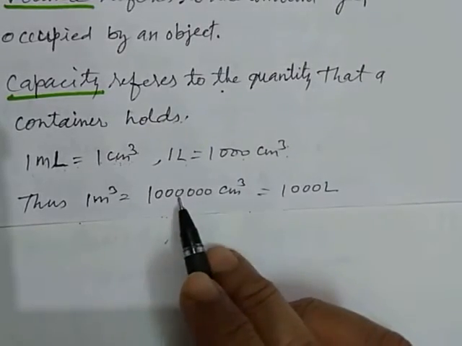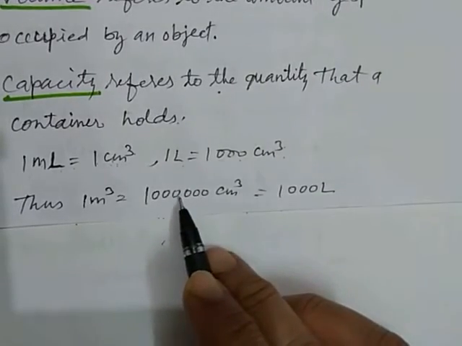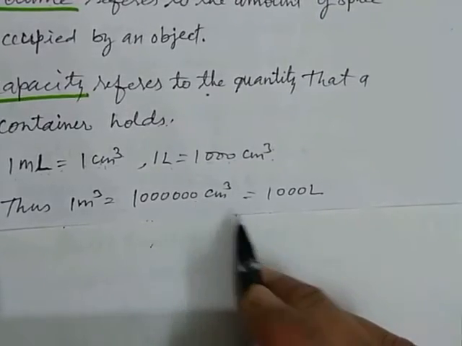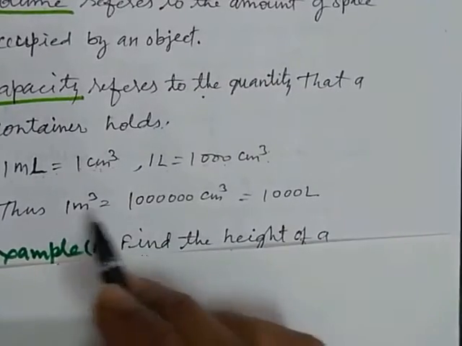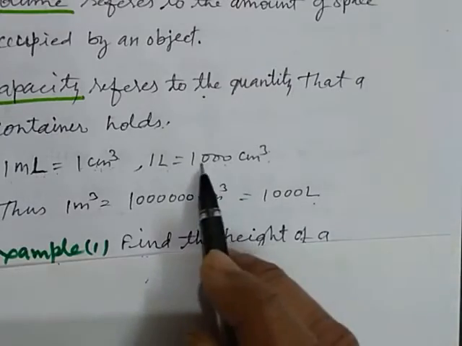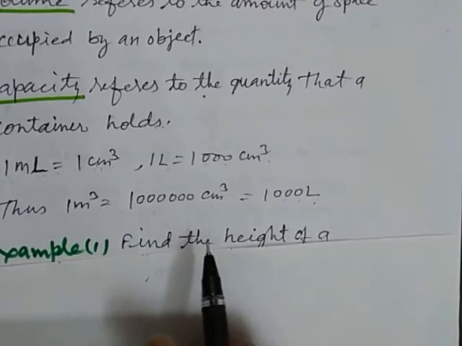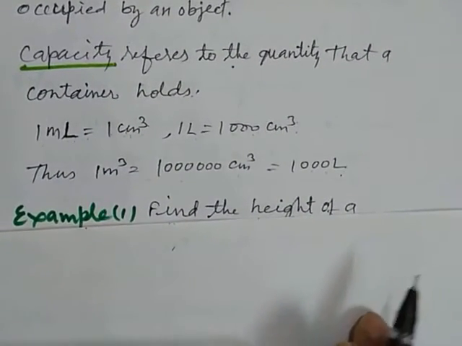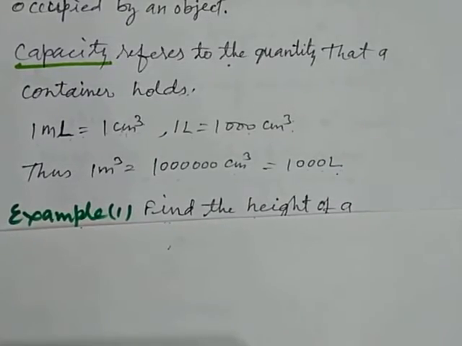But 1000 centimeter cube is 1 liter. So this is 1 liter, and the rest of the 3 zeros, that is 1000 liter. So this way we can convert. If we divide this by 1000, we get 1000 liter. Okay, so this way we can find it. Now we take some examples so that all these points become clearer.